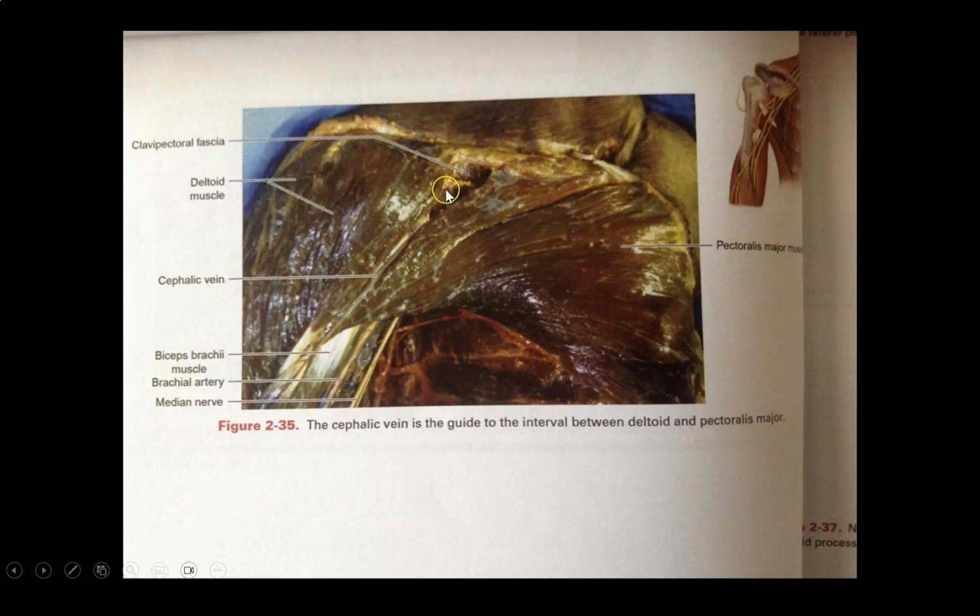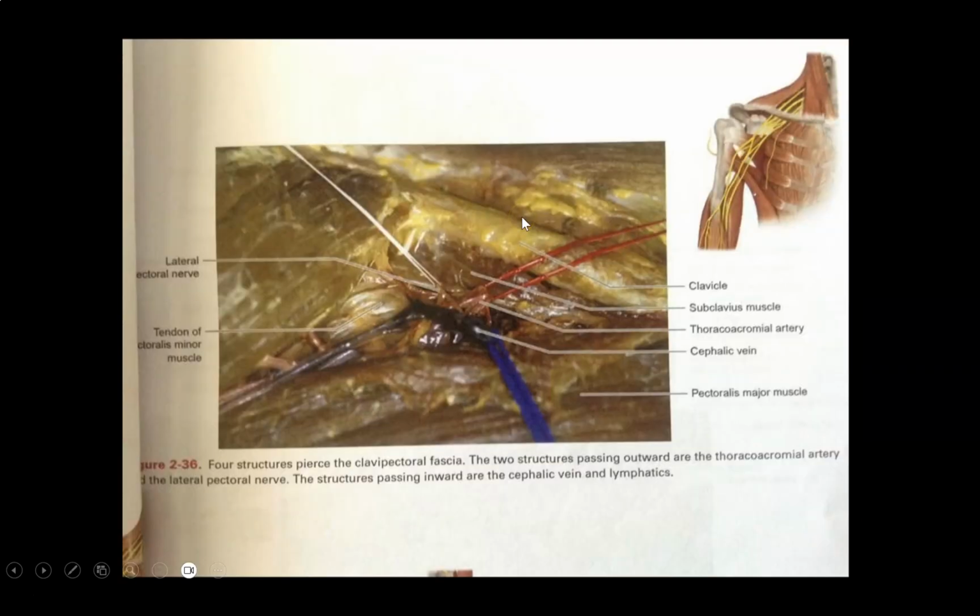This is a cadaveric view of the pectoralis major muscle, after this insertion from the clavicle. See the clavipectoral fascia between the pectoralis minor and the clavicle, pierced by the cephalic vein, pierced by a nerve, the lateral pectoral nerve, and pierced by an artery, the thoracoacromial artery. It's not that important.